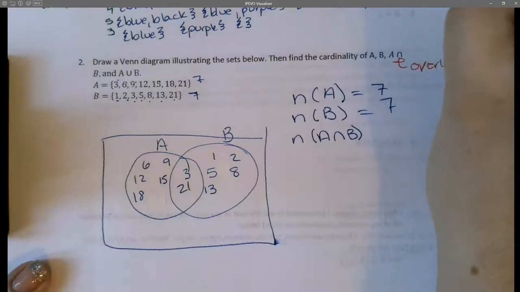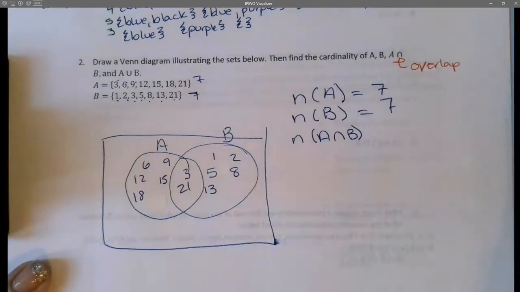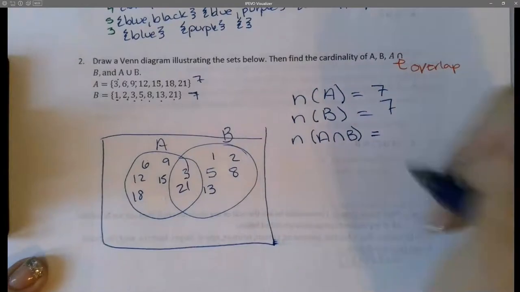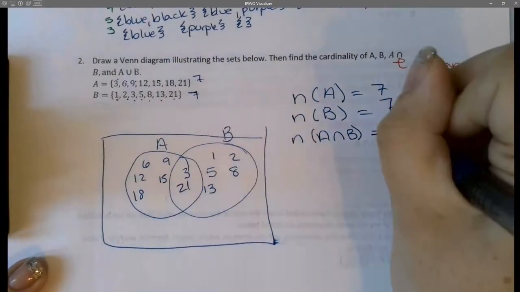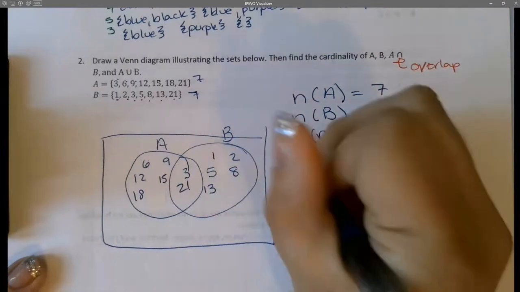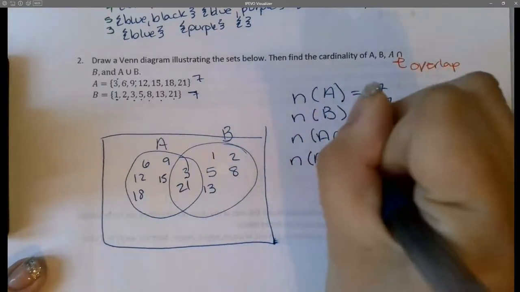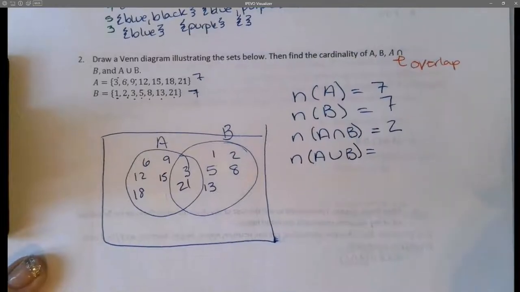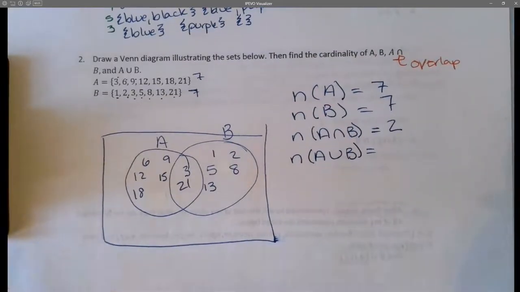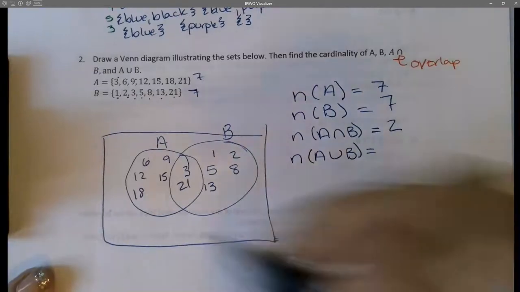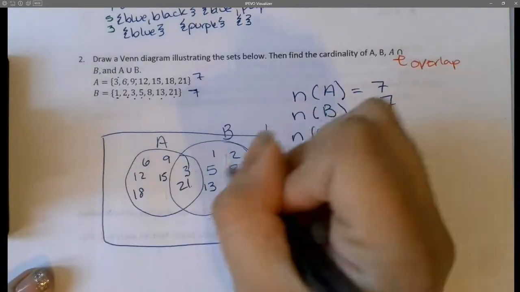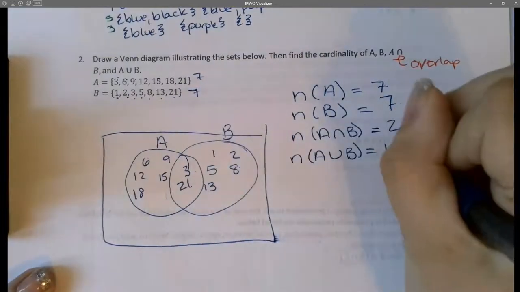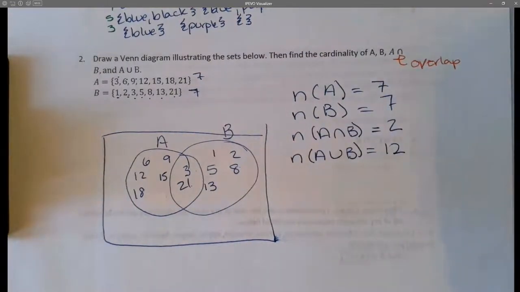And I will fix the formatting on this assignment and the test so that A union or intersection B is on the same line. I don't know why it appeared on two different lines. But there are two different numbers in the middle circle overlap, so the intersection is 2. Then for the union of A and B is counting all together how many elements there were between the two. 1, 2, 3, 4, 5, 6, 7, 8, 9, 10, 11, 12. There are 12 different numbers between the two sets.